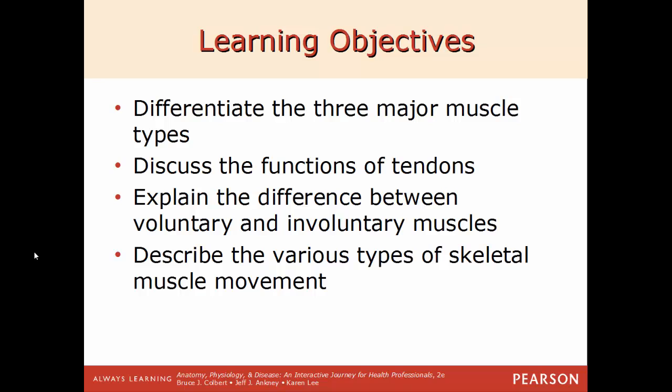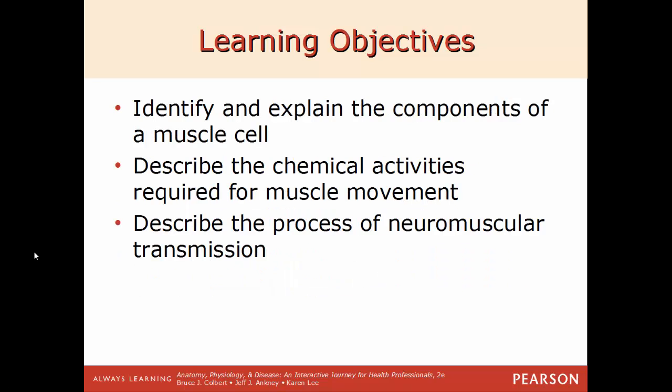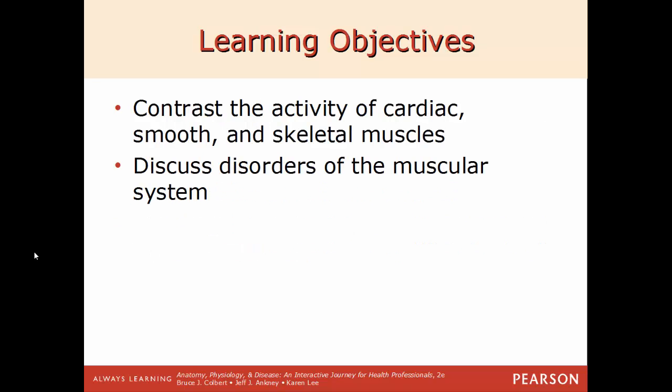The learning objectives for this chapter: be able to differentiate between the three muscle types, discuss the functions of tendons, explain the difference between voluntary and involuntary muscles, and describe the various types of skeletal muscle movement. Also, be able to identify and explain the components of a muscle cell, be able to describe the chemical activities required for muscle movement, and describe the process of neuromuscular transmission. And lastly, contrast the activity of cardiac, smooth, and skeletal muscles, and discuss disorders of the muscular system.